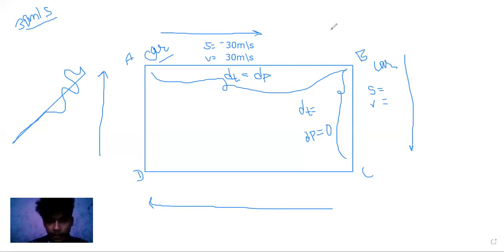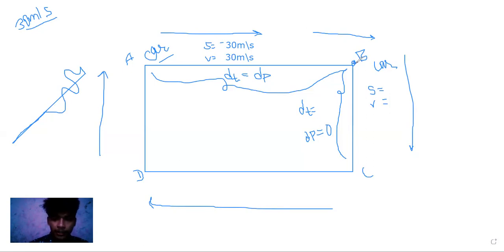Because look at it. The car was moving from left to right. While coming from A to B, the car was moving from left to right. But as soon as it came at B, it changes its direction. Direction change and it moved to downward direction. So look at it from this point. I think there is no displacement covered towards the right direction.